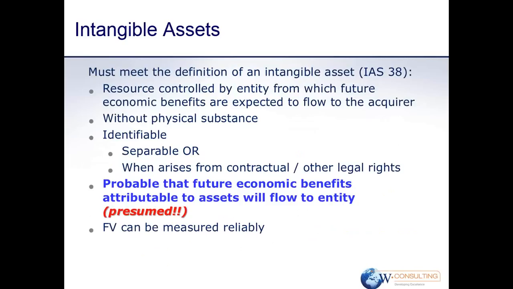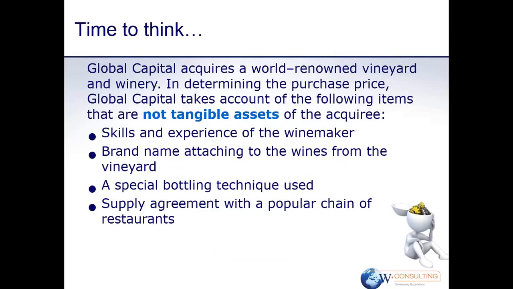So that means that in a business combination, certain things that were never recognized, perhaps because they were not identifiable from the perspective of the acquiree, perhaps they were not separable, could potentially be recognized by the acquirer. Let's look at a couple of examples over here.